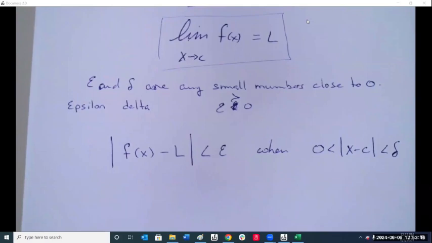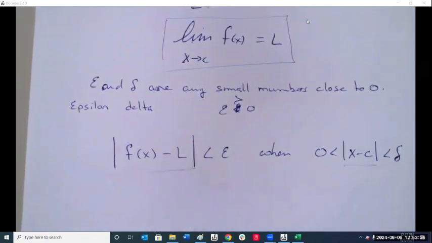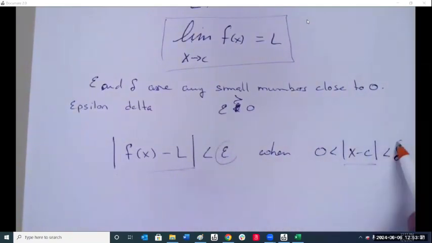Here's the ultimate goal. We have to algebraically manipulate so that these two absolute values are the same, and then we compare the epsilon and delta. Remember, epsilon and delta are very small numbers. They could be like 0.0001.